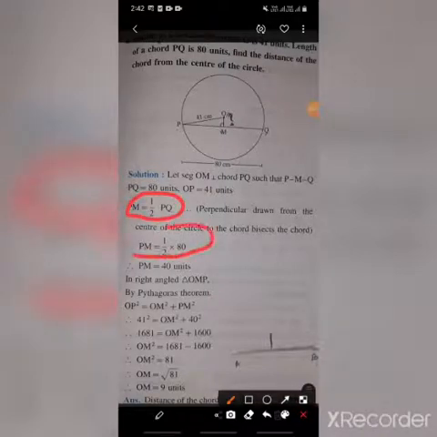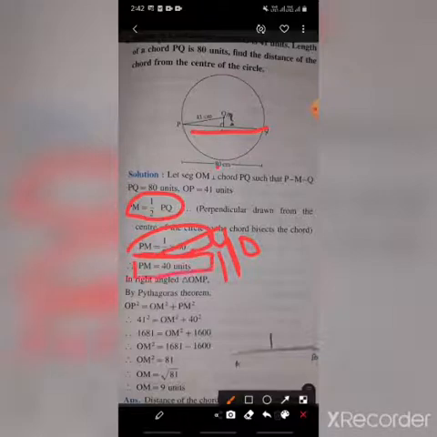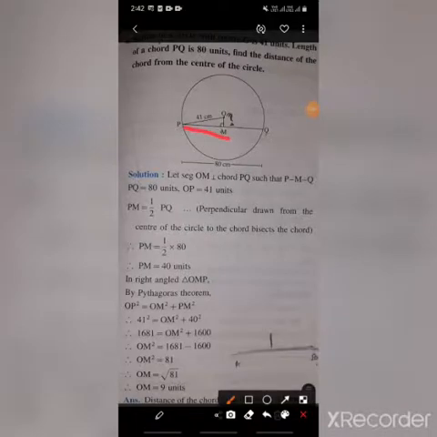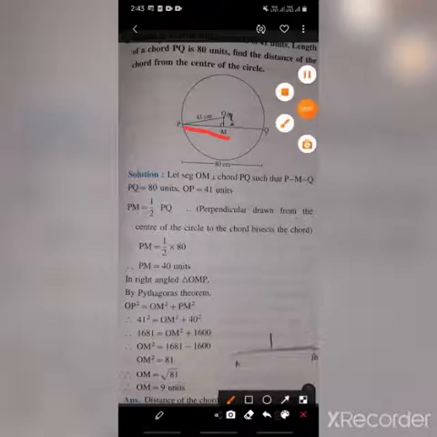Then PM is equal to half of 80 because PQ is 80 here. So when we divide, 2 ones are 2, 2 fours are 8, and 0 as it is we write here. So PM is equal to 40 units.